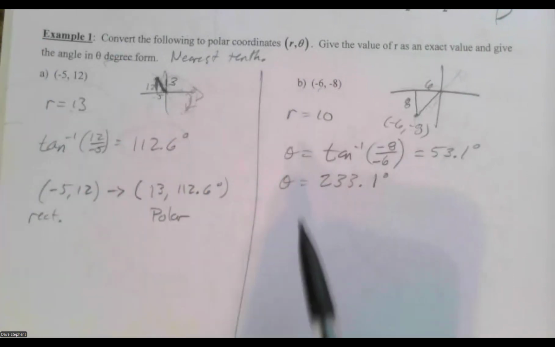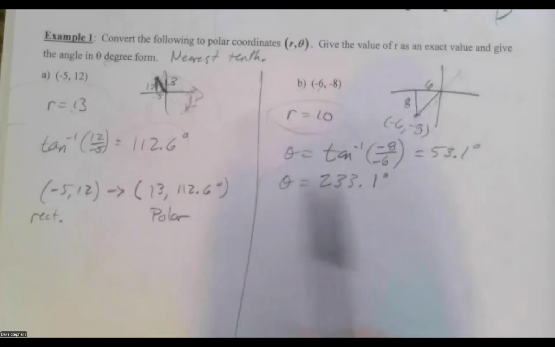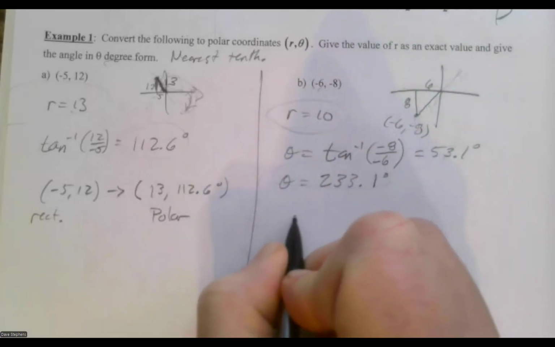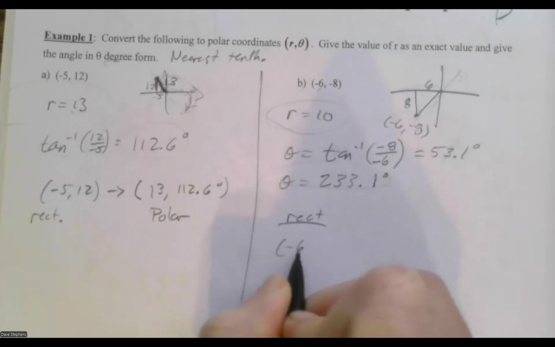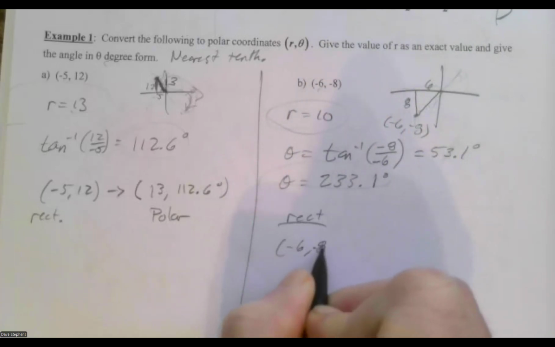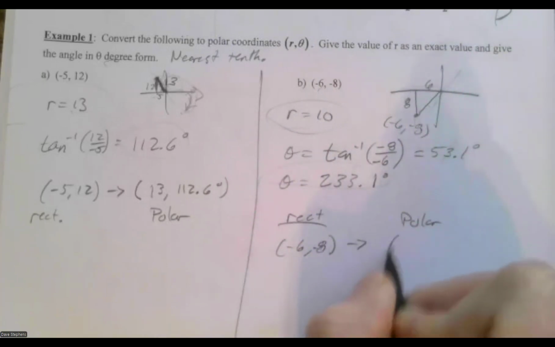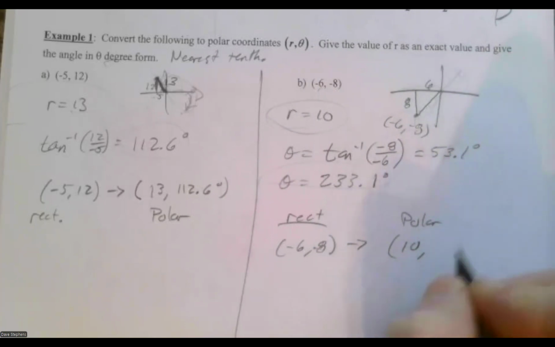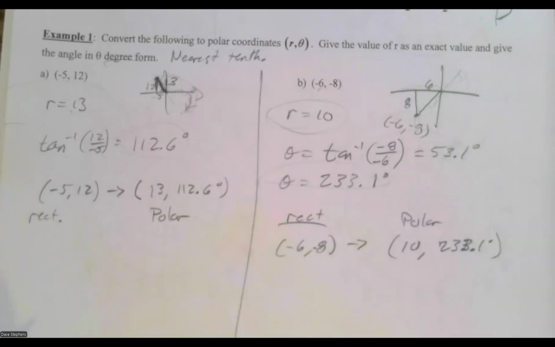So now we know our radius and we know our theta. So in rectangular form, the coordinate point negative 6, negative 8 turns into polar form 10, comma 233.1 degrees, from rectangular to polar coordinate.